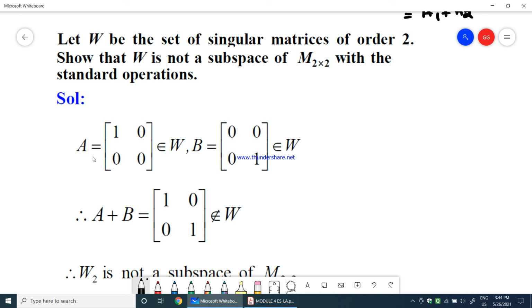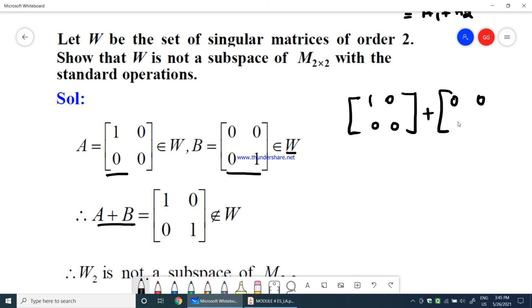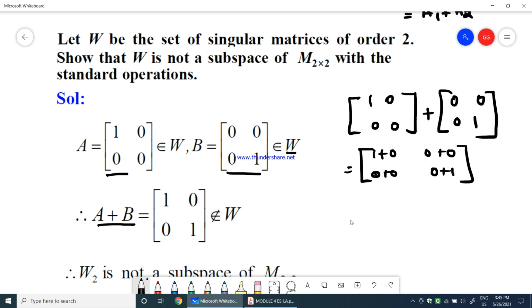Now I have taken A, which belongs to W, which is a singular matrix. B is also a singular matrix, which belongs to the subspace W. Now I am adding A and B. After addition of A and B, I will take [1 0; 0 0] added with [0 0; 0 1], and I will get 1 plus 0, 0 plus 0, 0 plus 0, 0 plus 1, which is equal to [1 0; 0 1].